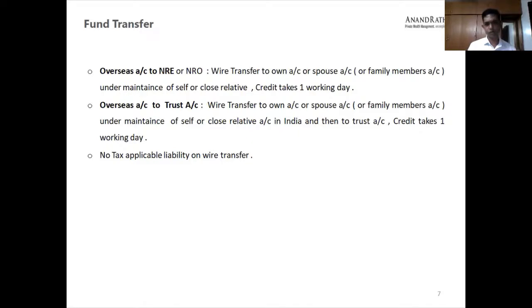So we will help you with inputs from time to time, depending upon how you're bringing in the money. Any questions on this slide, sir? Gift tax in India or the gift tax in the US? Gift tax in the US, sir. There's a gift tax concept in the US.